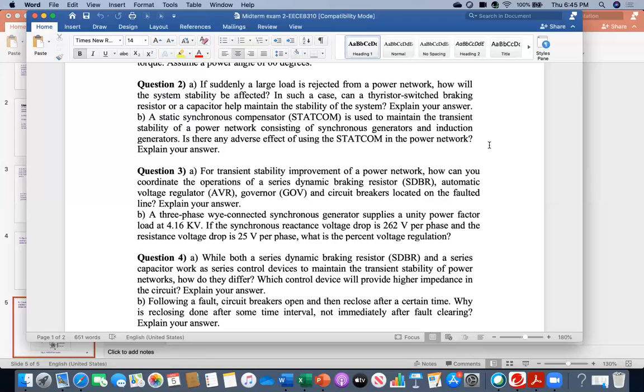That's what I wrote. The question was, is there any adverse effect, meaning a negative effect? What you explained are all beneficial things. It is clearly mentioned that STATCOM can maintain the transient stability, and the breaking resistors, all are on the beneficial side. But the question was, is there any adverse effect of using the STATCOM in the network? The negative side. So come on now, what did you write?